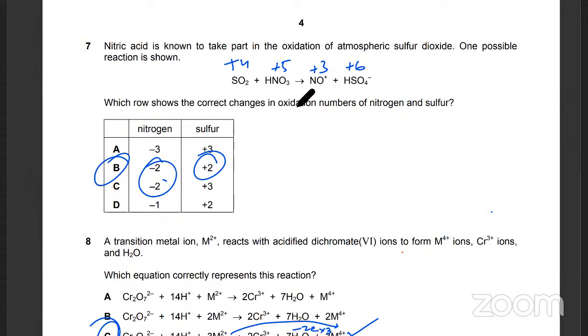Which row shows the correct changes? No, I didn't actually. +6 to +4. It's an increase by +2, right? So sulfur goes up by +2. +5 to +3, so the change is -2, right? So B is still the correct one.